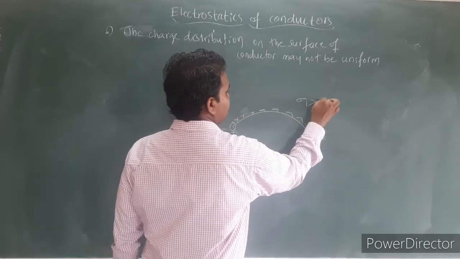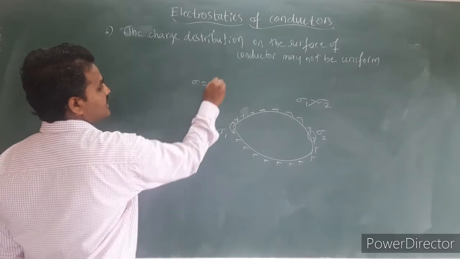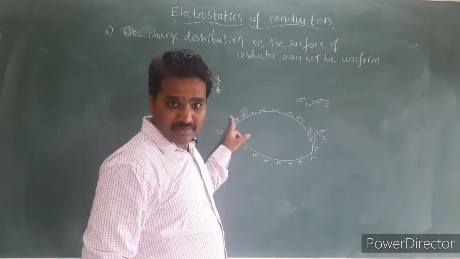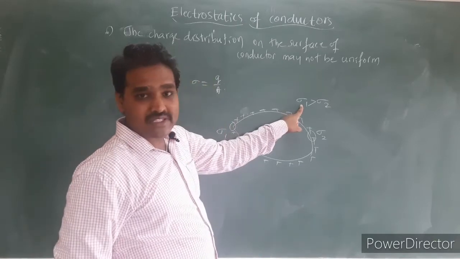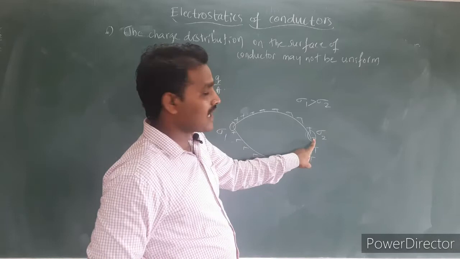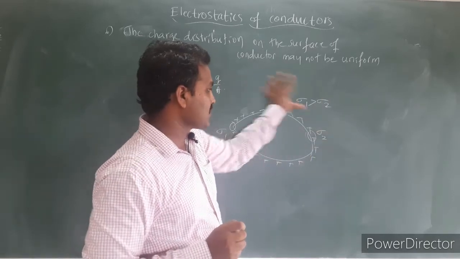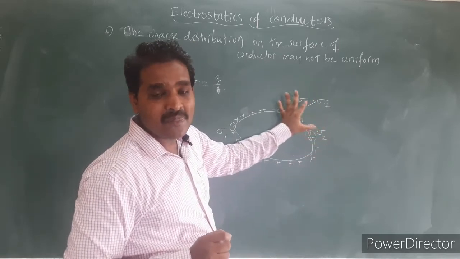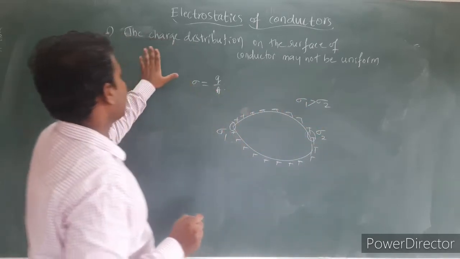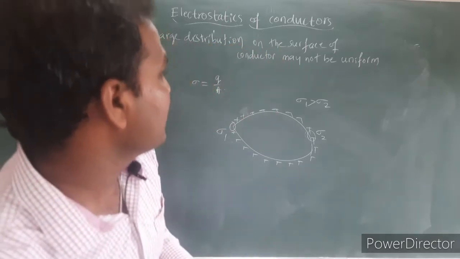Here I can write sigma 1 is greater than sigma 2, because you know the surface charge density is equal to Q divided by area. At this point I have the minimum area, which makes sigma 1 much greater than sigma 2. At this point I have more area, so here I will have less surface charge density. So the distribution of the electric charge on the conductor may not be uniform. That I call the charge distribution on the surface of the conductor may not be uniform.